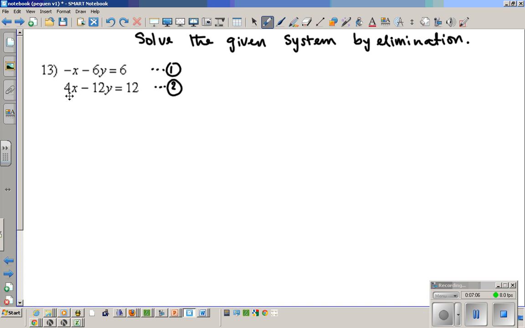I think I want to eliminate the x's because the signs are already different. You always pick the ones with the different signs as the first preference, okay? And then multiply by just one number. So the opposite of 4 is negative 4. So I just multiply the first equation by 4 to get the LCD. The LCD of 4 and 1 is 4, so I multiply the first one by 4.